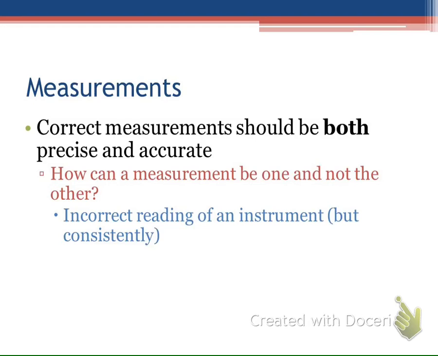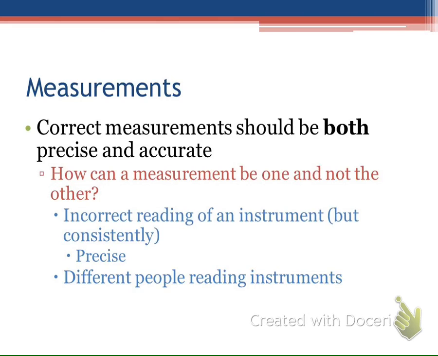Precision. If you are incorrectly reading an instrument, but you're doing it the same every single time, that means you might have really precise measurements. They might be really close together, but they're not close to the actual value because you're reading the instrument wrong. Okay? So incorrect but consistent reading of an instrument can give you precision, but not accuracy. Okay, so you would have precision, but you would not have accuracy.